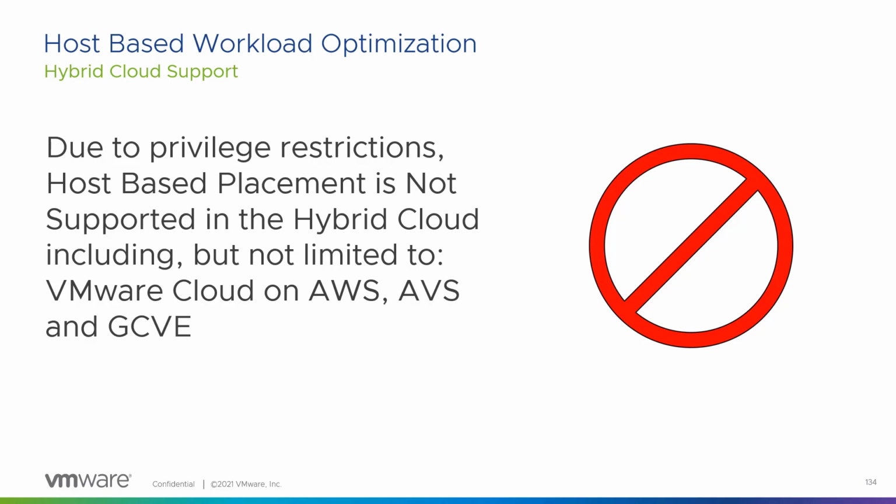Now, one thing to keep in mind, host-based workload optimization is not currently supported in the hybrid cloud. There are specific types of privileges that are being restricted on purpose because of the hosts that we're running in the hybrid cloud environment. So it's not something that we can leverage to push those kind of DRS changes in automatically. So right now, host-based placement is not available on hybrid clouds like VMware Cloud on AWS, AVS, GCVE, etc. Cluster-based placement is already supported and will continue to be supported.